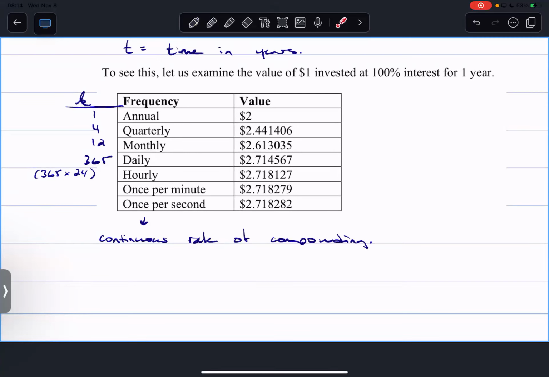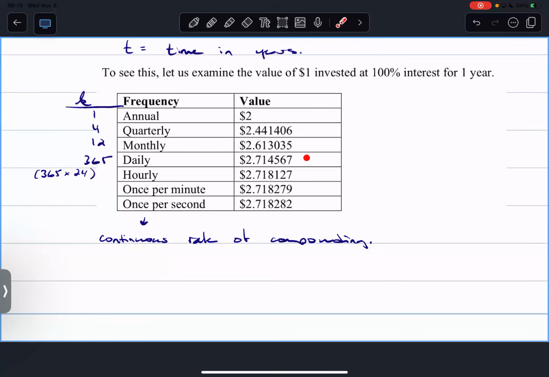One thing, so it sounds awesome if you're compounding your money every second. That sounds really great, but at the end of the year, what's the difference? If you're compounding annually and you invested $1 at 100% interest, then you get $2 at the end of that year, right? You've earned a dollar. Quarterly, you get quite a bit more, right? Relative to $2, $2.44, right? $2.61 if you're doing it monthly.